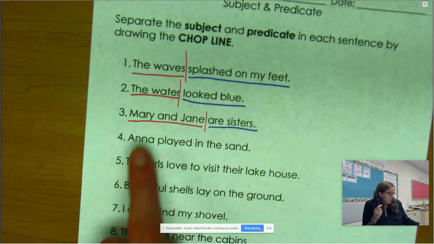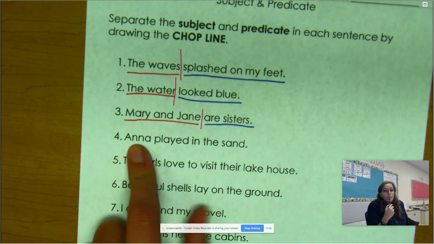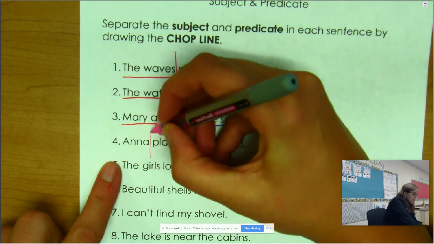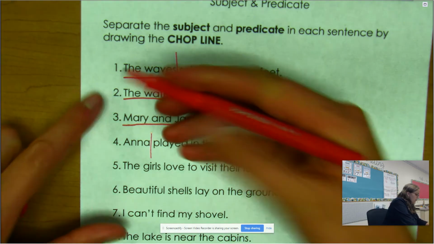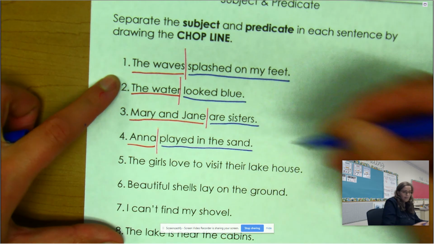Who or what is the subject, the main who or what that's happening in that sentence? It's Anna. We know that Anna did what? What was Anna doing? She played in the sand. So our chop line is going to go after Anna. Anna is the subject of the sentence. Okay? So Anna, we're going to underline in red. And then what did Anna do? What was the action? Anna played in the sand. So that whole thing is our predicate. Played in the sand is our whole predicate.